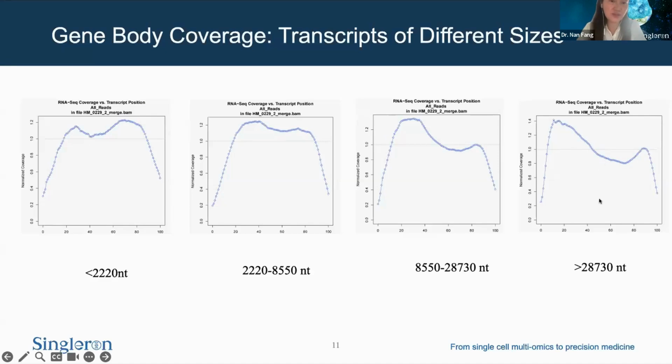So with this kind of random fragmentation and also assembling methods, we could also detect, even with long transcripts, the middle part of the gene, albeit at lower coverage, at least in a consolidated way. Maybe for each individual gene, I think we need to analyze them individually.